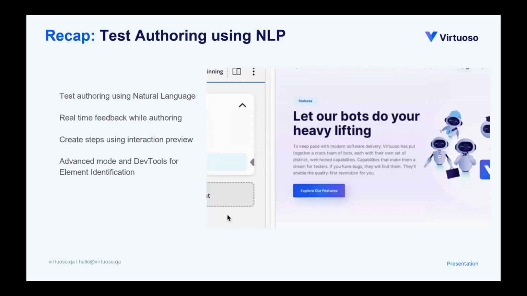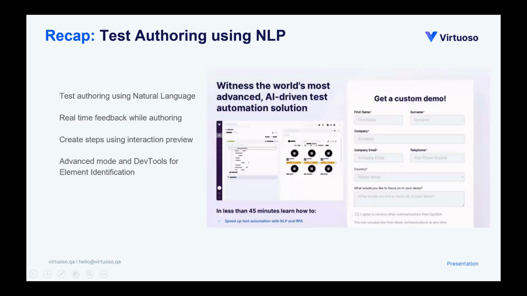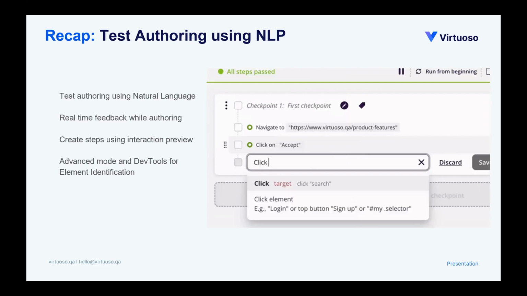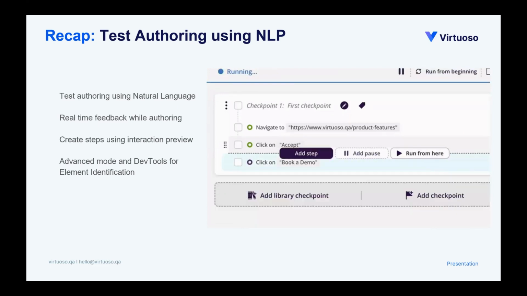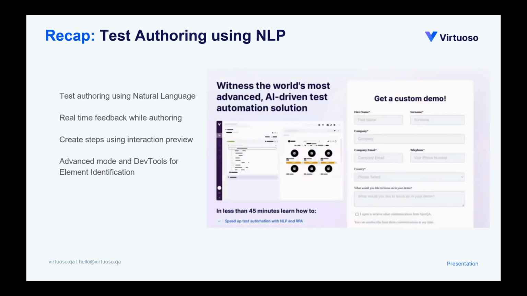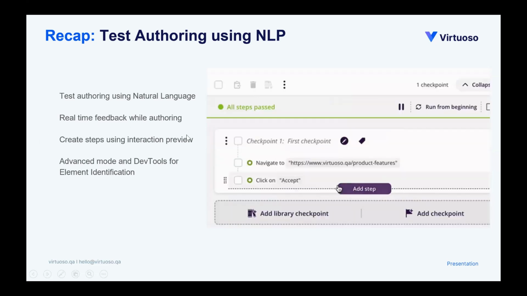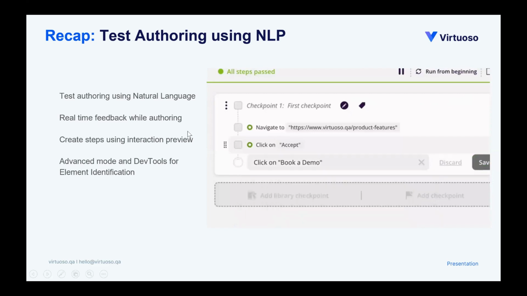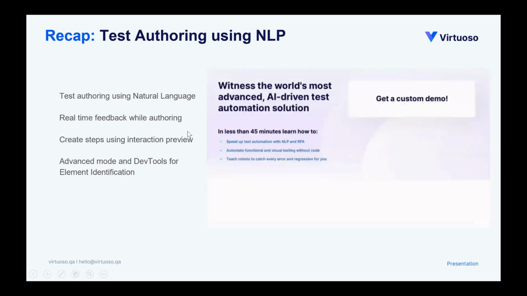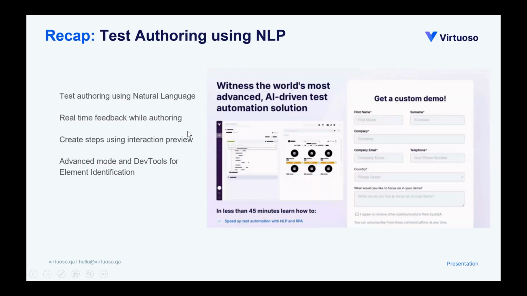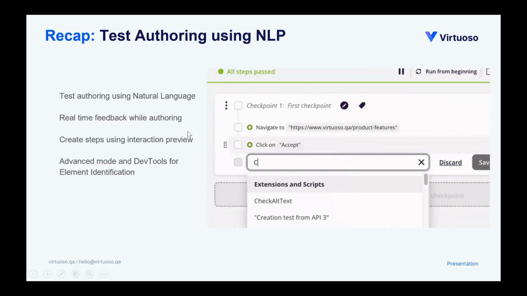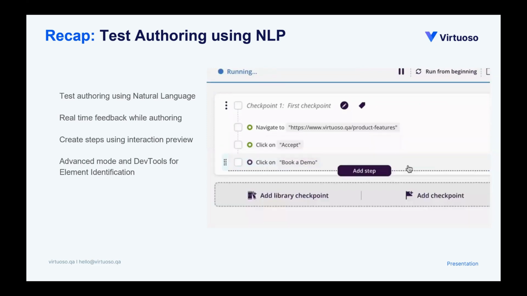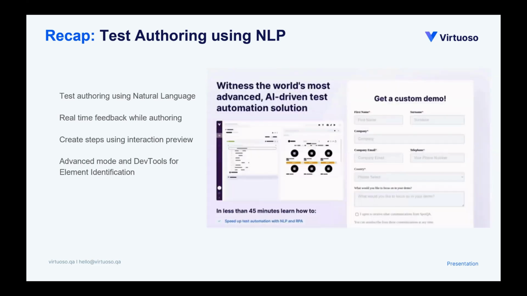So these are called NLP syntaxes, and these leverage hints in order to interact with or steer to an element. Now, whenever we write the NLP steps in Virtuoso, at the same time, we also get to see the live feedback in the interactive preview on the right hand side. So it gives us real time feedback while authoring the test, so that we also get a live view of the execution as and when we author the test.